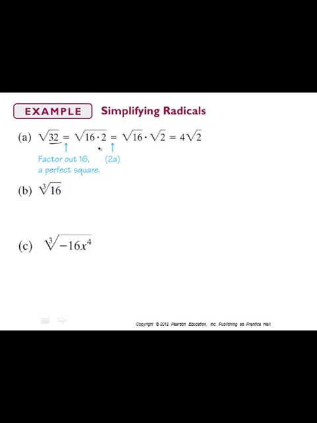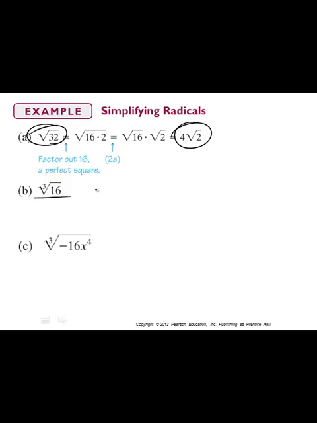Well, 32 factored could be written as 2 times 16. 16 is a perfect square. It's 4 squared. So you can rewrite the square root of 16 times 2 as the square root of 16 times the square root of 2. And the square root of 16 is 4. So this radical, the square root of 32, could be simplified to 4 times the square root of 2.